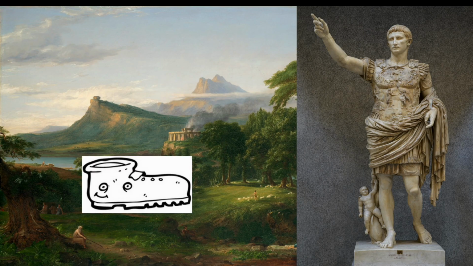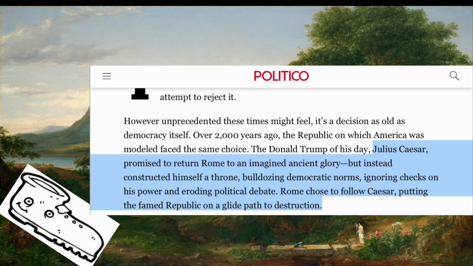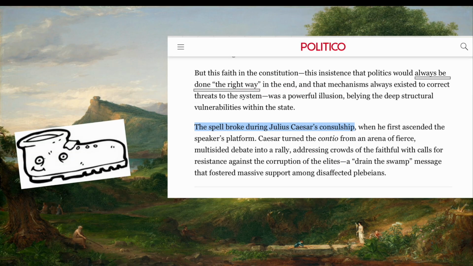So in short, the Republic was extremely unstable and unjust, and the framework that it was a beautiful democracy before Julius Caesar destroyed everything could not be further from the truth.